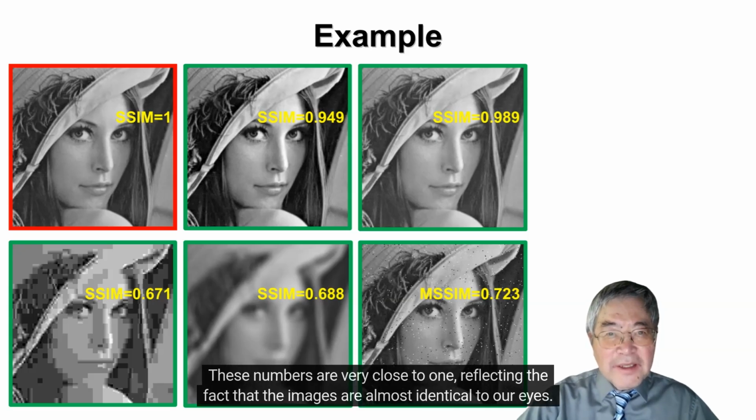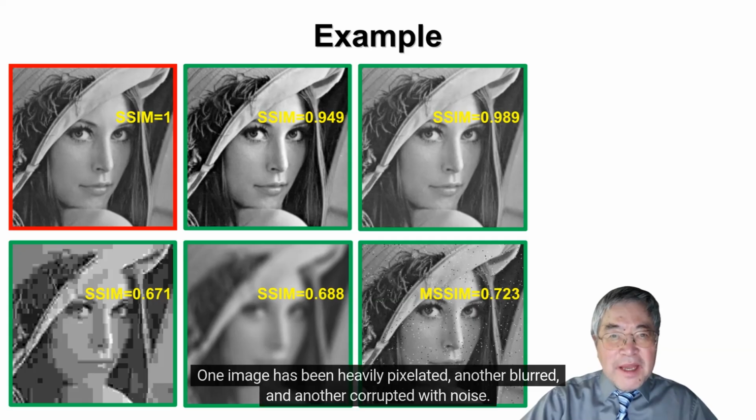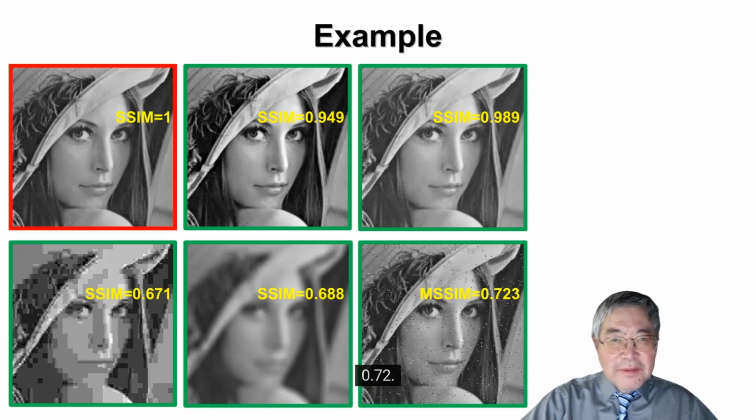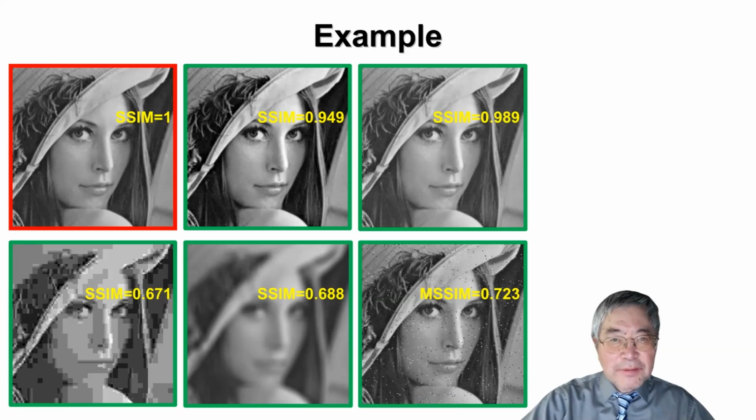These numbers are very close to 1, reflecting the fact that the images are almost identical to our eyes. On the bottom row, however, we see very different results. One image has been heavily pixelated, another blurred, and another corrupted with noise. When compared to the original, their SSIM values drop significantly, around 0.67, 0.69, and about 0.72. That means they retain only about 2/3 of the structural similarity.